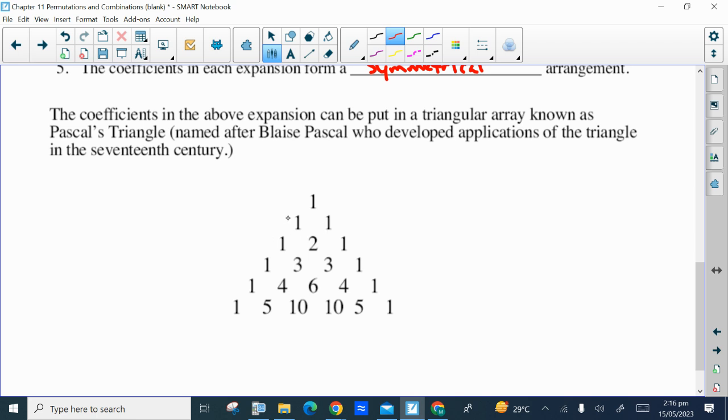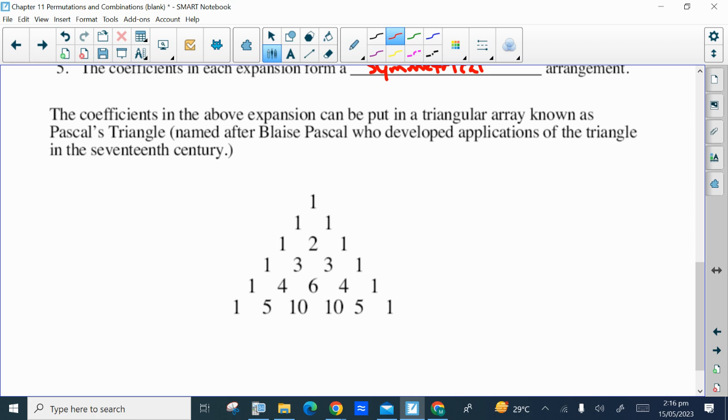But after we get past the second row, to generate this 2, you simply add the two numbers directly above. 1 plus 1 gives you that 2. Each row starts with a 1 and ends with a 1. This 3 comes from adding the two numbers directly above. 1 plus 2 gives you that 3. 2 plus 1 gives you that 3. The next row starts with a 1, ends with a 1. This 4 comes from adding the two numbers directly above. 1 plus 3 is 4. 3 plus 3 gives you the 6. 3 plus 1 gives you the 4.